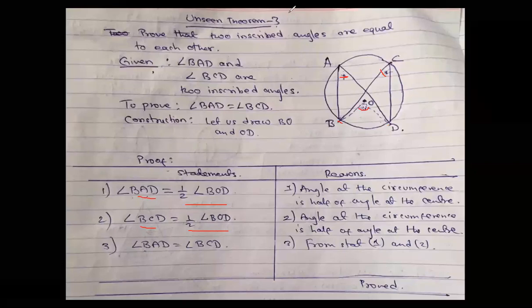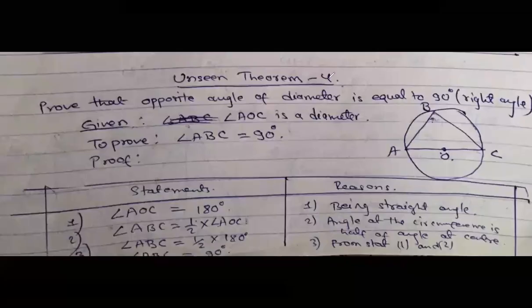You start theorem number 4 now. So this is a more easy one. Prove that the opposite angle of a diameter. So you can handle it.